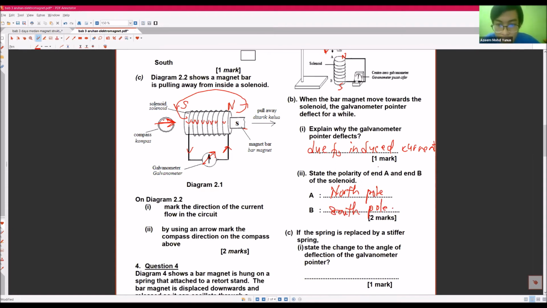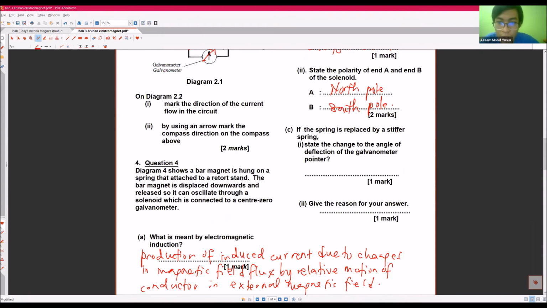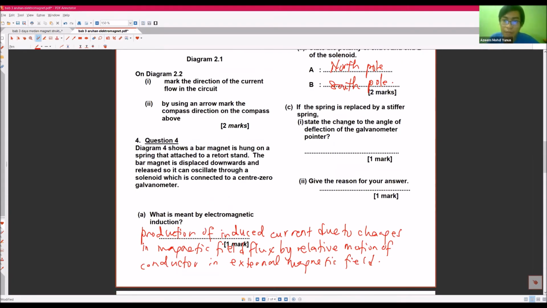If the spring is replaced by a stiffer spring, state the change to the angle of deflection of the galvanometer pointer. Stiffer means it becomes harder, so the relative motion is reduced. A higher velocity of oscillation is harder to achieve. The rate of relative motion is decreasing, and the rate of change of magnetic flux also decreases. So the induced current decreases. So the overall deflection decreases.